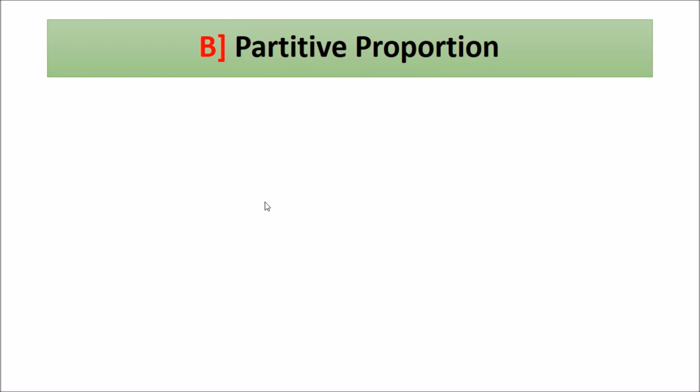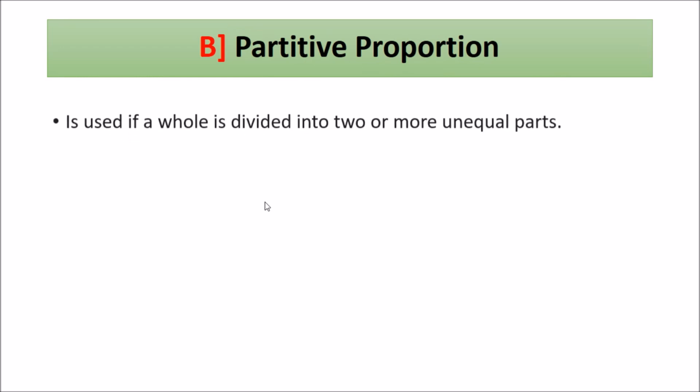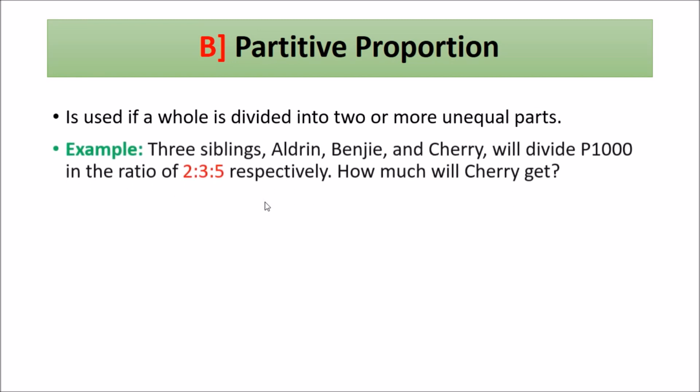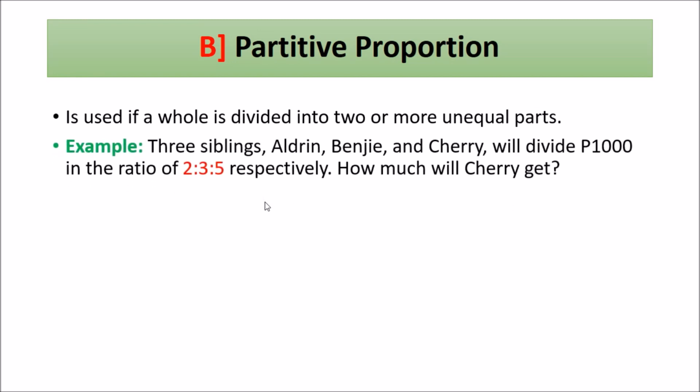Next is the partitive proportion. It is used if a whole is divided into two or more unequal parts. For example, three siblings, Aldrin, Benji, and Cherry, will divide 1,000 pesos in the ratio of 2 is to 3 is to 5 respectively. So meaning 2 units for Aldrin, 3 units for Benji, and 5 units for Cherry. The question is, how much will Cherry get?